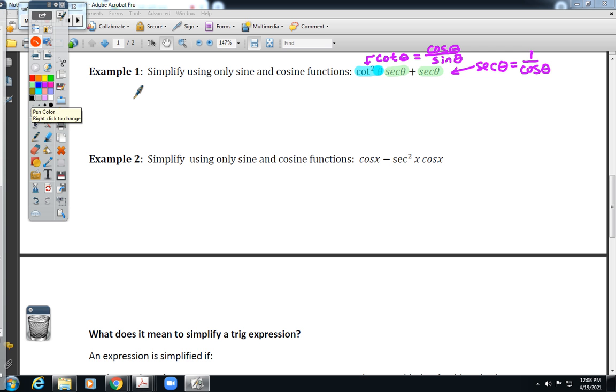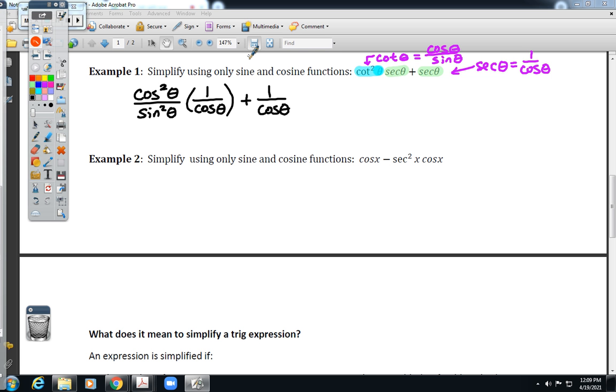So we've got cotangent squared, so that's cosine squared over sine squared. That's your cotangent squared. Would you agree with me on that? Times 1 over cosine, because that's secant. Yes? Plus 1 over cosine. Because we're going to use only sine and cosine, so we're going to rewrite everything in terms of sine and cosine, and then we're going to simplify.